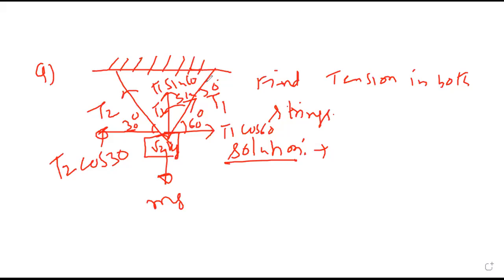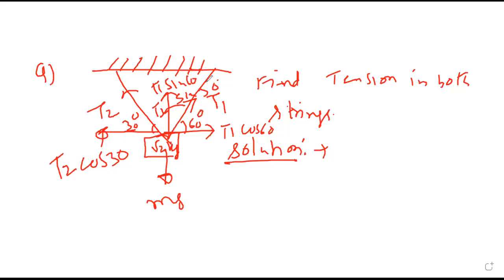T1 is root 3 times T2, correct. And what is T2? T2 is coming 5 root 2. Yes, sir, T2 is 5 root 2. T1 is root 3 times T2. That will become 5 into root 6. Did you get, all of you are getting same? Yes, sir.